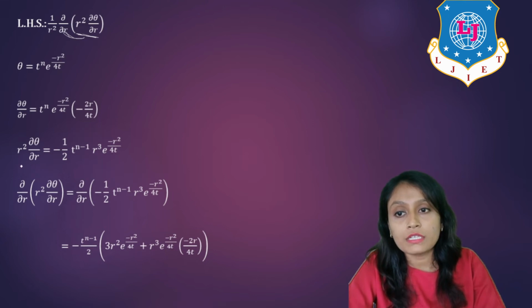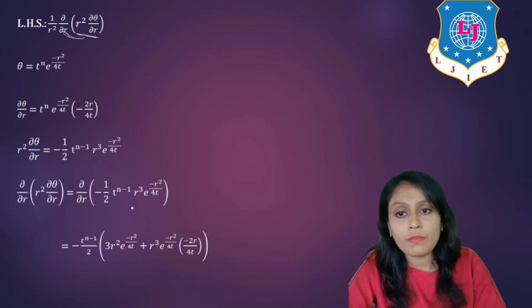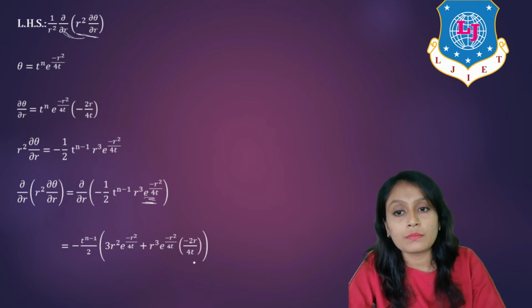Now we have to take derivative of this term with respect to r. So this term is kept as it is, and you can see when we are taking derivative with respect to r, this t is constant. So this t raised to n minus 1 upon 2 is kept outside. And we have to apply the UV rule here. So firstly e raised to minus r square upon 4t is kept as it is, and the derivative of r cube is 3r square, plus r cube is kept as it is, and the derivative of this term is e raised to minus r square upon 4t into minus 2r upon 4t. Now further simplify it.